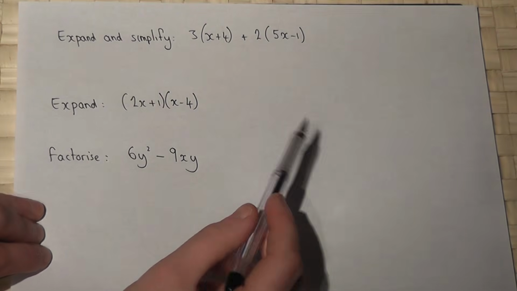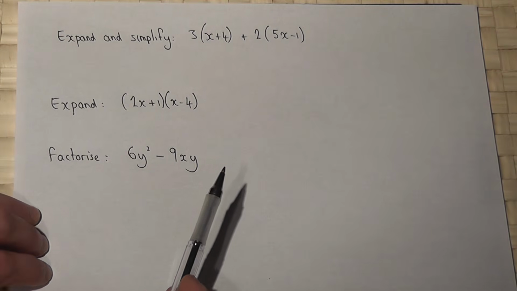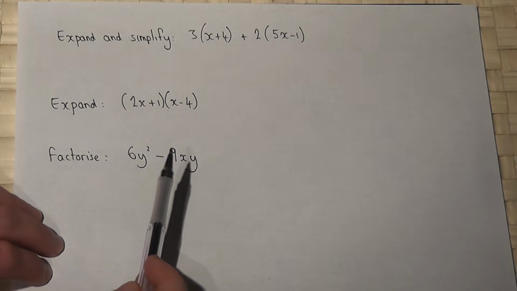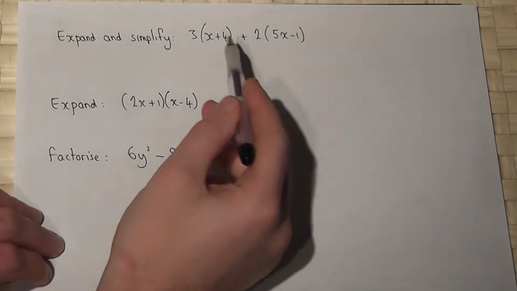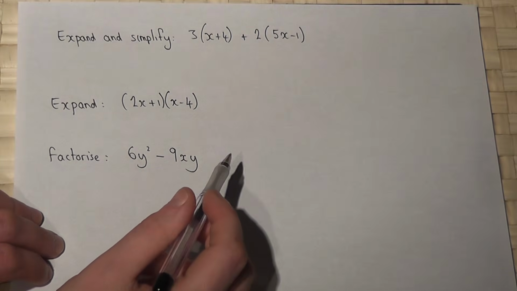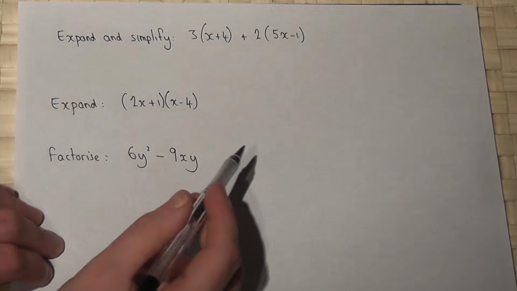This video reviews 3 examples of expanding and factorising. Now the first one is just a sum of 2 linear brackets, and the method here is just to expand both brackets separately and then to simplify your answer.